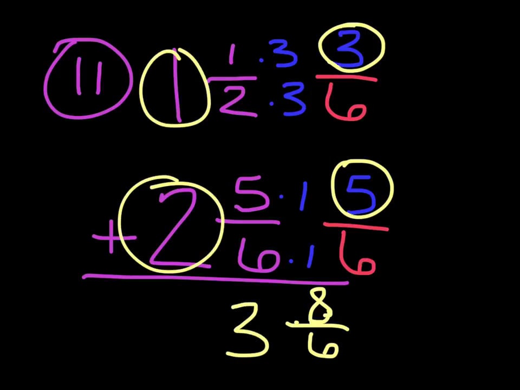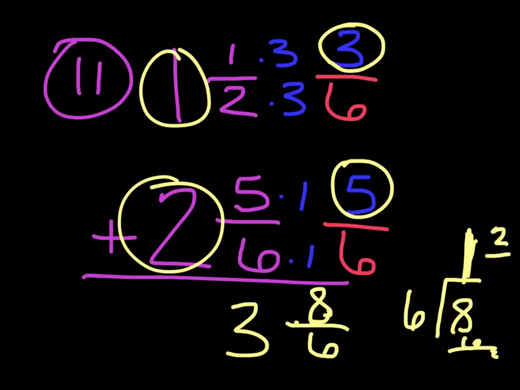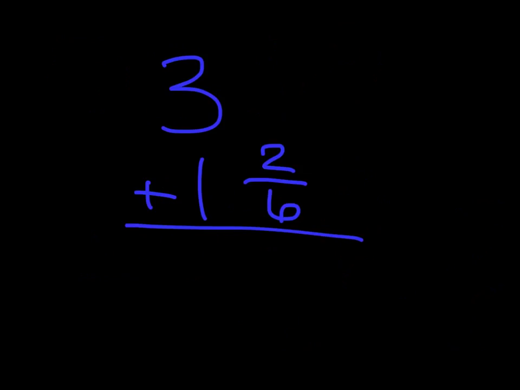And then you have the same situation you had earlier, so you're going to have to convert the improper fraction to a mixed number. 6 can go into 8 one time. Then you subtract, leaves you with 2 over 6. So go ahead and add the 3 plus the 1 and 2/6, which of course gives you 4 and 2/6.